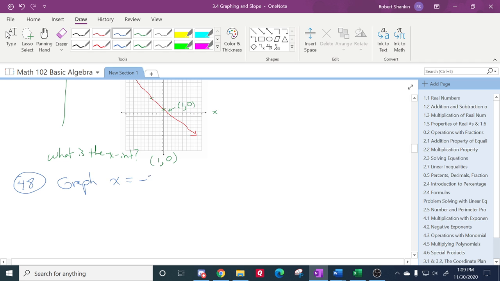X equals -2. Then name its intercept. Okay. So this is, I'm going to just point this out. This is the same as 1x plus 0y equals -2. There's an unwritten 1 as the coefficient in front of an x.